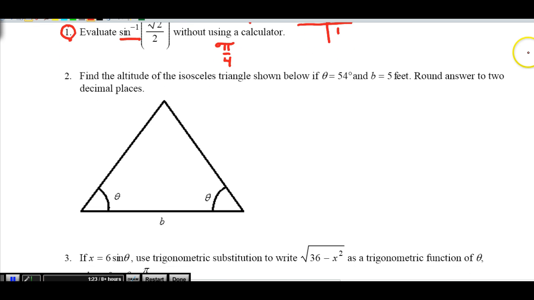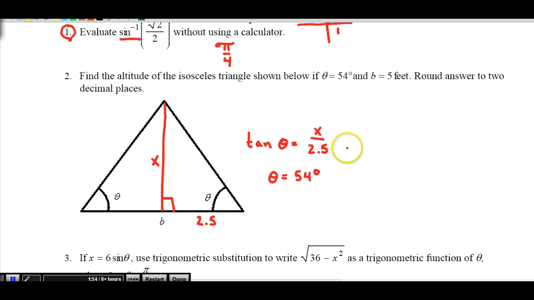The next question says find the altitude. This is an inverse trig problem. And b is 5, so this is 2.5. And this is my x. I'm going to use the tangent function. The tangent of the angle is equal to x over 2.5. So theta is equal to 54 degrees in this case. And then my function becomes the tangent of 54 degrees is equal to x over 5.